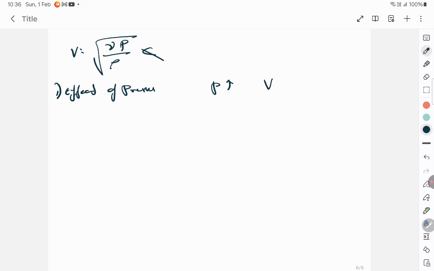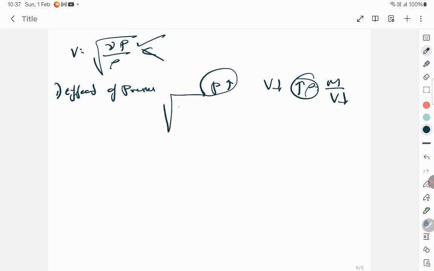When the pressure increases, the volume decreases. Density is mass by volume. When the volume decreases, density also increases. So pressure increases, density increases. So when the pressure increases, density also correspondingly increases. So velocity remains a constant. So velocity is independent of pressure. So let's go to second.